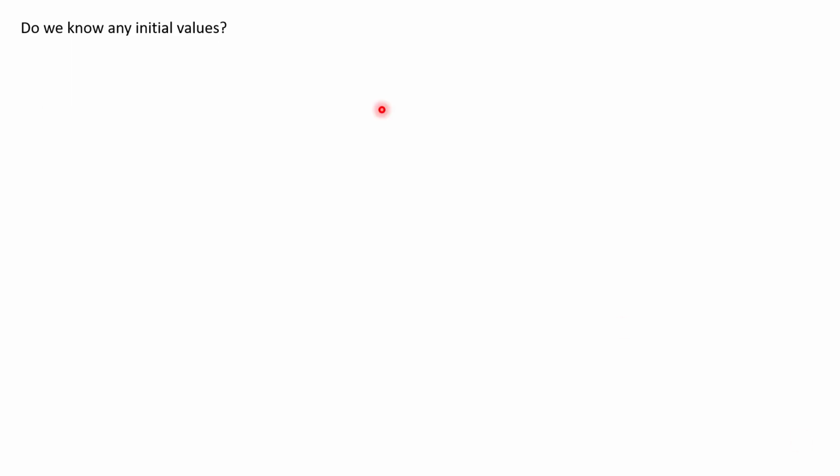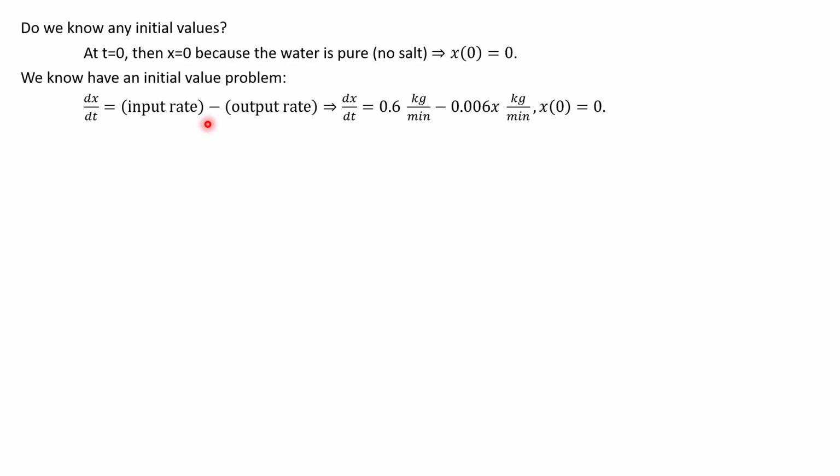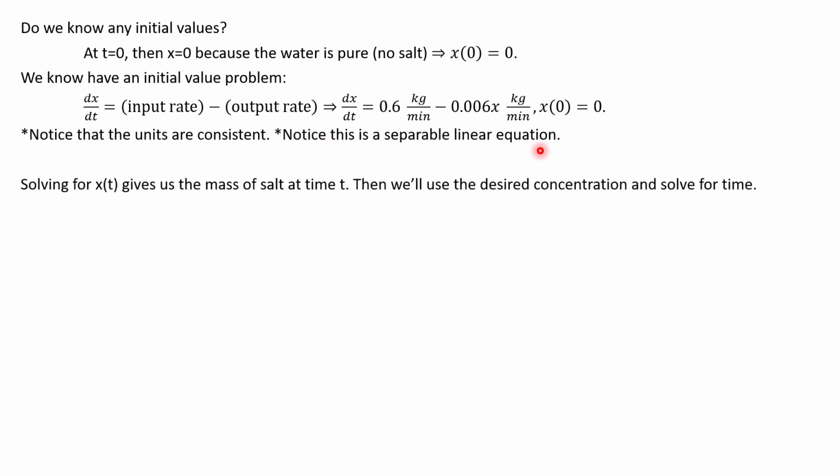Okay, do we know any initial values? We do. At time 0, x is 0 because it's pure water. No salt has been added at time 0. And so we have an initial value problem. We have our derivative equals our input rate minus our output rate, and we just fill in our values. I went ahead and put the units on there, and then our initial condition. Notice that the units are consistent. They're both kilograms per minute. And notice that this is a separable linear equation. What we want to do is solve for x of t, and that gives us the mass of salt at time t.